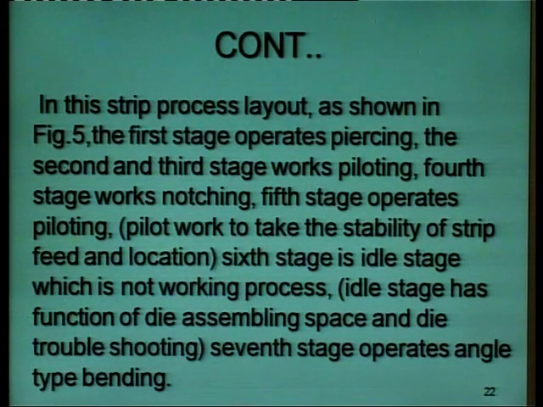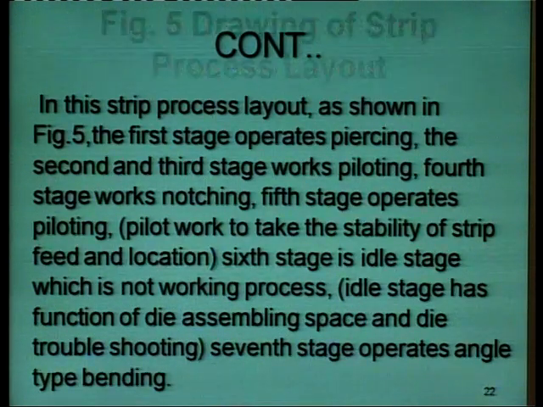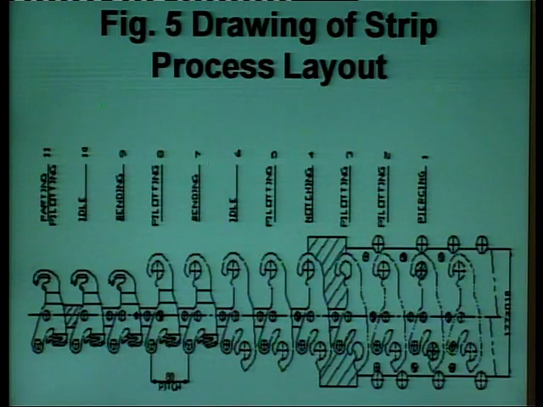Now, in this strip process layout, the first stage, this is the drawing of the strip process layout. The various stages are the piercing stage, piloting, again piloting, then notching, then the fifth stage is piloting, the sixth one is idle, seventh is bending, eighth is piloting, ninth is again bending, tenth is idle, and eleventh is again the piloting stage. So, we will discuss the stages one by one.